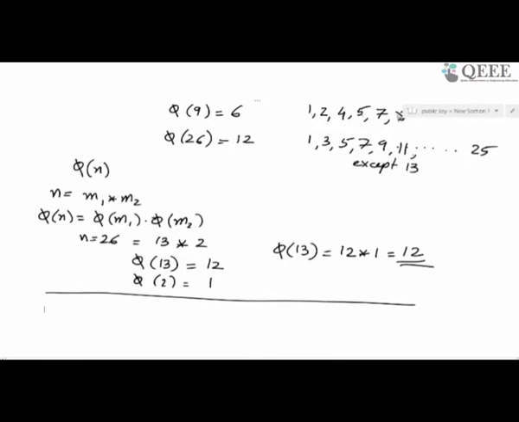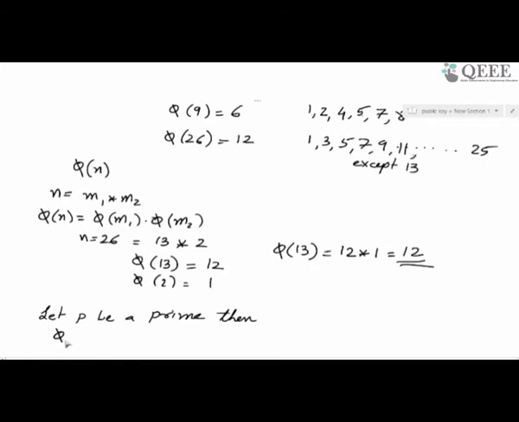Okay, there are more properties of this particular Euler-Totient function phi of n, especially when n happens to be a prime. Let's say p is a prime, then phi of p will be equal to p minus 1.